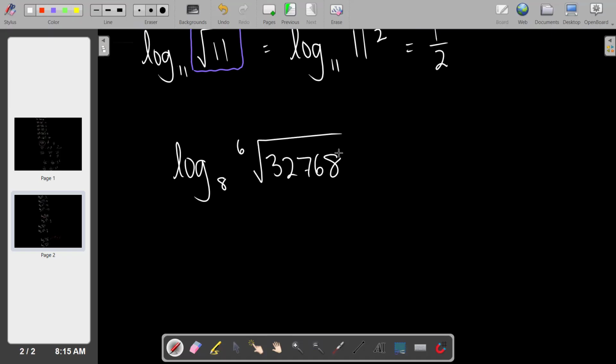So I look on my table and I wonder if there's a power of 8. And yeah, there is. 32,768 is just another way to say 8 to the power of 5. And look at the redundancy we've created. We've got a base of 8 matching a base of 8. What's the answer? 5/6. Let's go again.